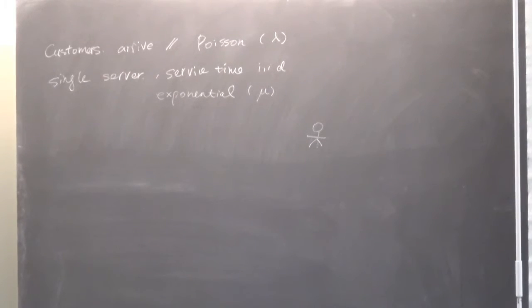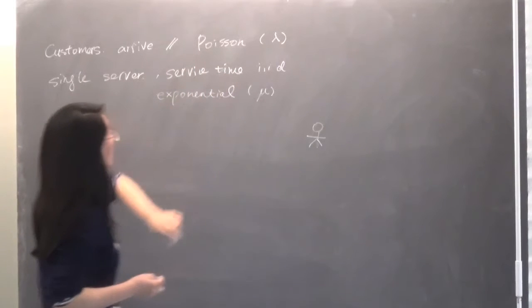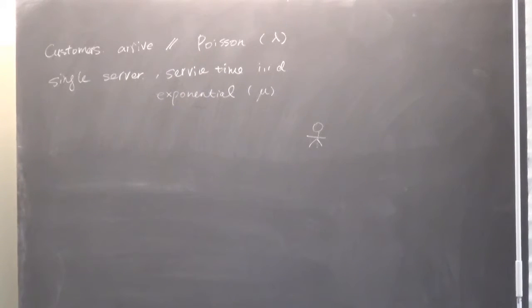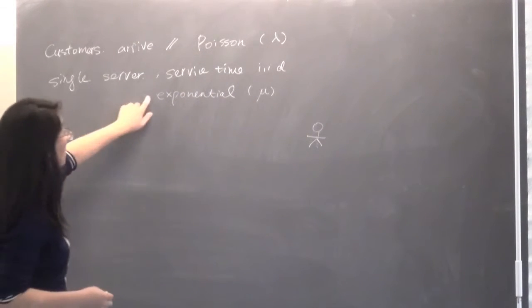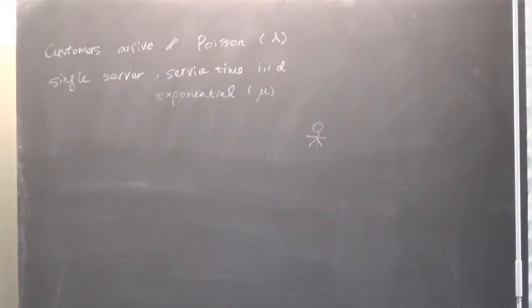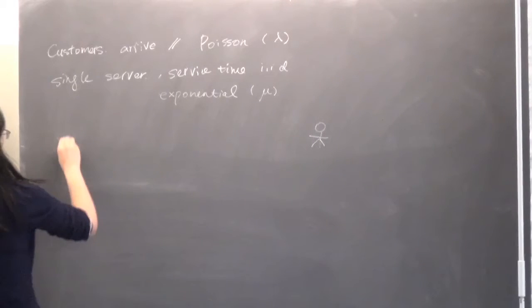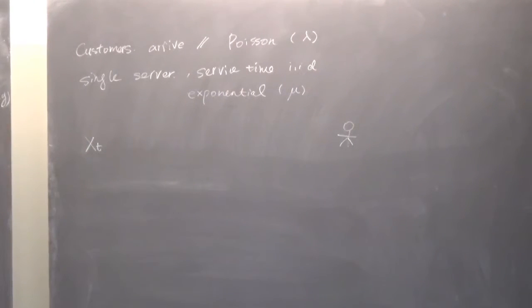So there are two parameters. One parameter lambda tells how frequently the customers arrive, and the second parameter mu tells how fast the server gives the service. And then we denote xt as the length of the queue.